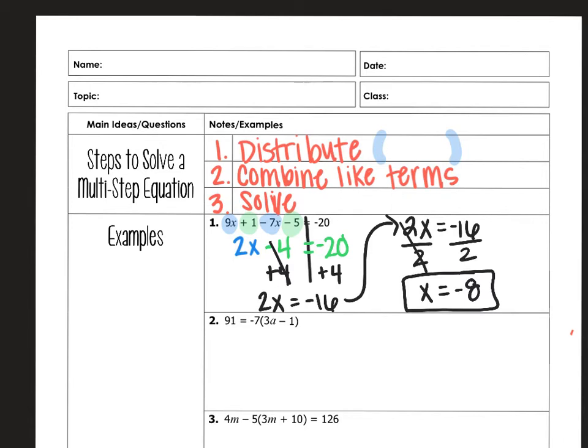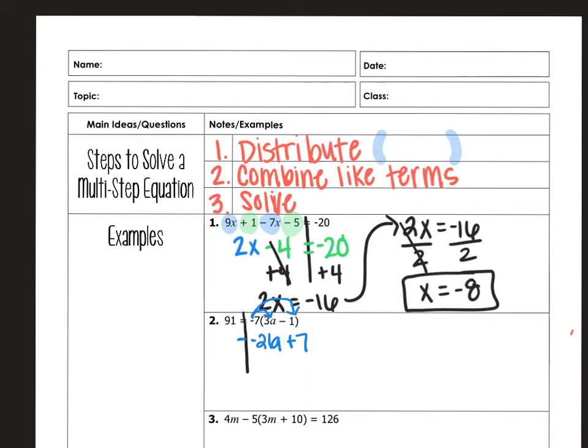All right, let's go to number 2. Our first step is we're going to draw a line down the equal sign. There is a set of parentheses here. Negative 7 is outside the parentheses, so our first step is to distribute. Negative 7 times 3a and negative 7 times negative 1. So negative 7 times 3a is negative 21a, and negative 7 times negative 1 is plus 7.